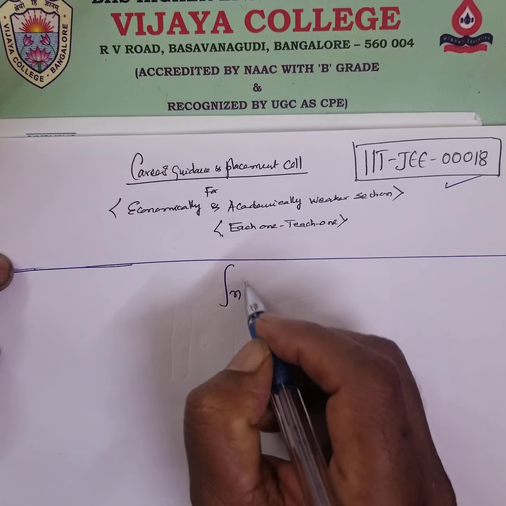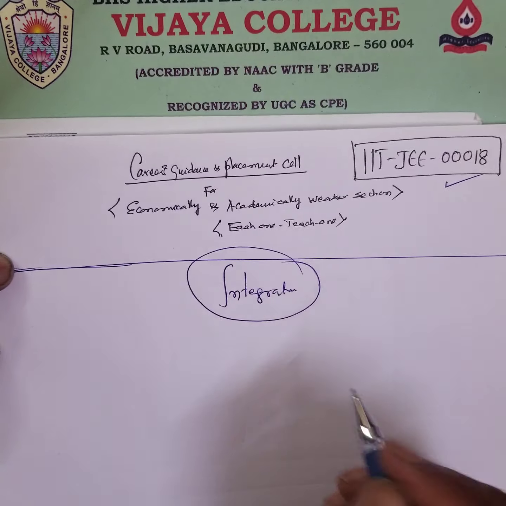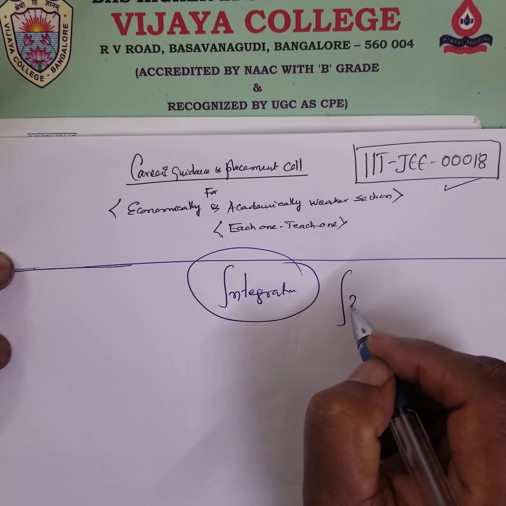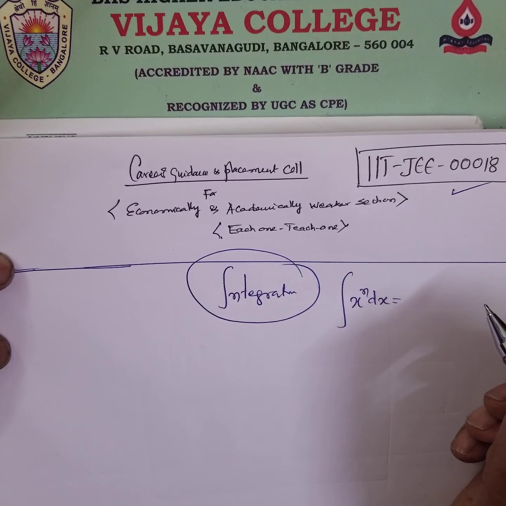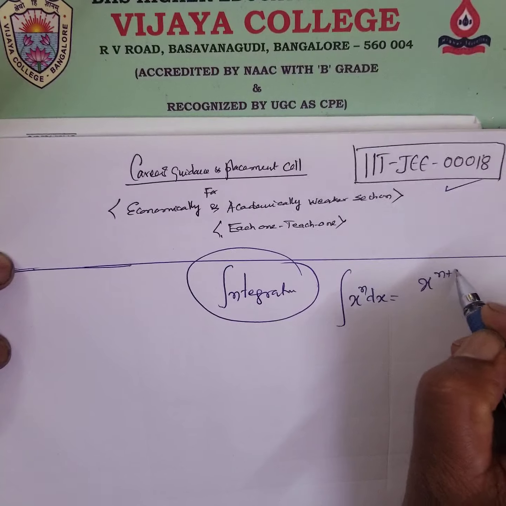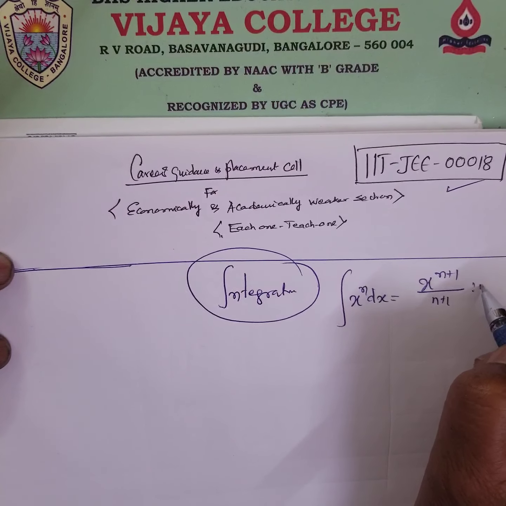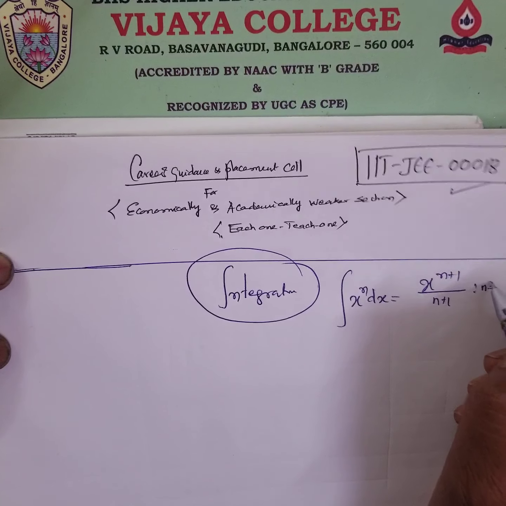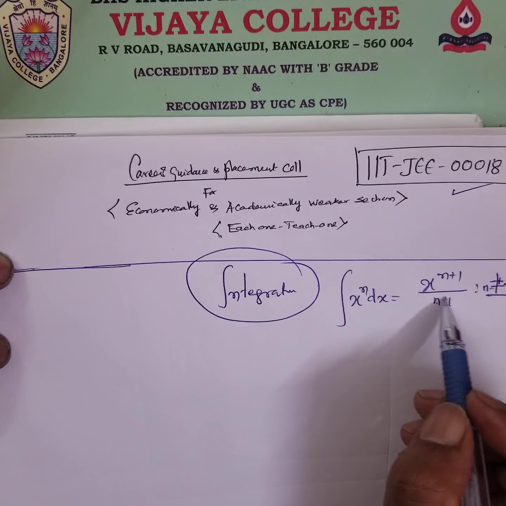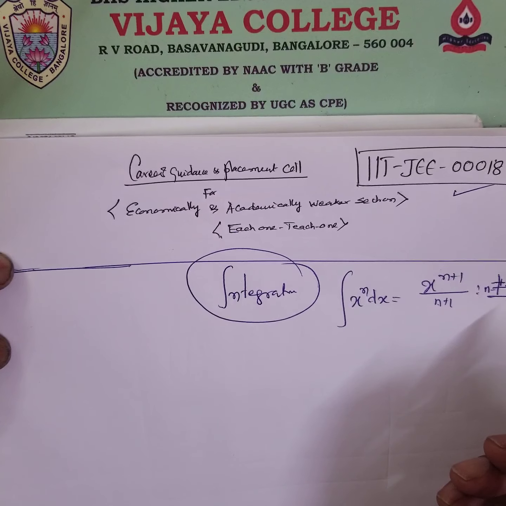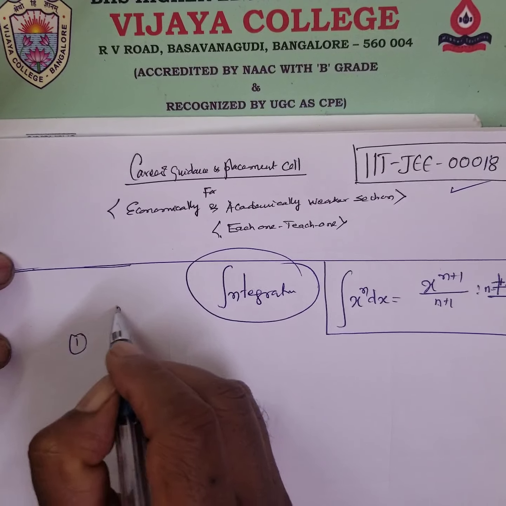See, integration. Everybody knows this first formula: integral of x to the power of n dx is equal to x to the power of n plus 1 by n plus 1, where n is not equal to what? Minus 1, right? If it is minus 1, what will happen? This becomes 0 in the denominator, infinity. Now, whatever I am doing, take it as a formula only.